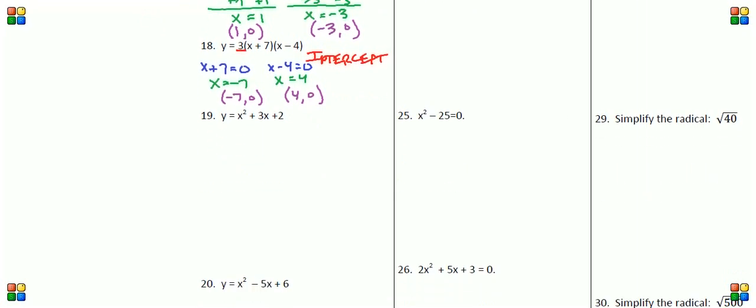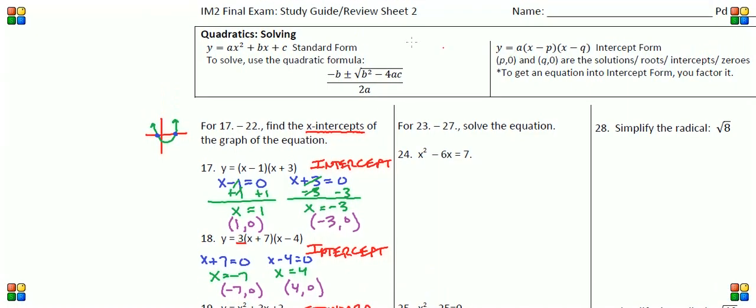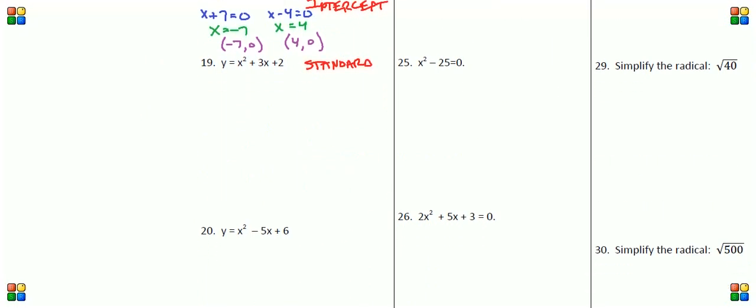All right. The solution steps for number 19 change a little bit because in this case our equation is no longer in intercept form. Now it is in standard form. And we've learned from past units that when you get a quadratic equation in standard form, you can use the quadratic formula to find the x-intercepts. Up here in the instructions, you're actually given the quadratic formula. Let's go ahead and find the x-intercepts with the quadratic formula.